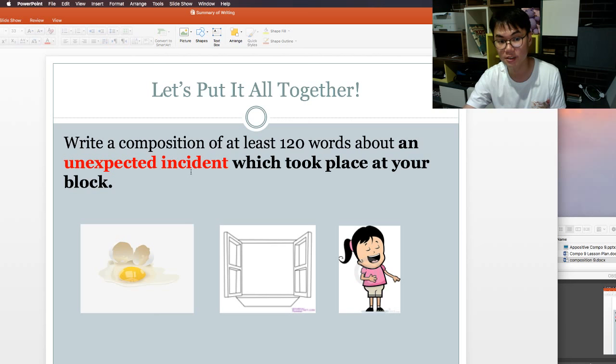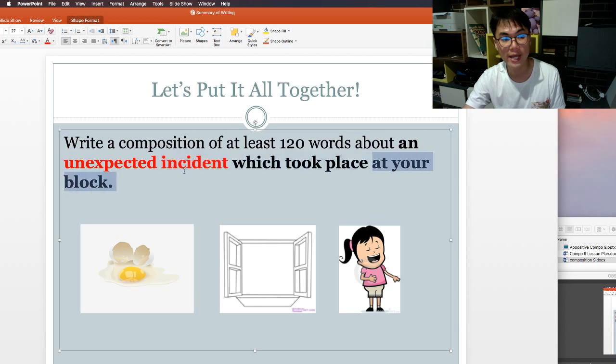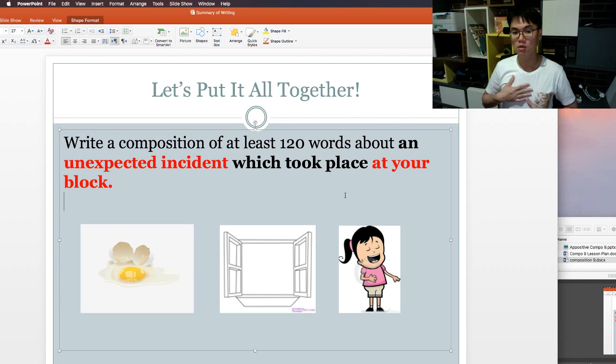So it's an unexpected incident which took place at your block. And again, where did it take place? It took place at my block. So this means that I am the character in this story. Me, I'm the character, all right? And it takes place in my block. Now, be very careful here, Ziting, because you must follow the picture. Does any of the pictures show a fire?